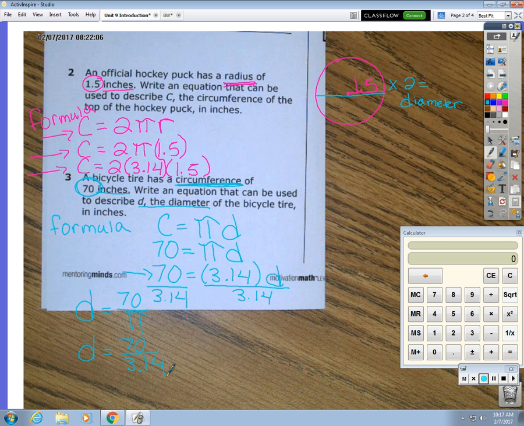Okay, it's hard to see. d equals 70 divided by pi, and d equals 70 divided by 3.14. Because if we solved this initial equation, that's what we're doing, right? Dividing the circumference by pi to get the diameter. Because to get pi, we did the circumference divided by the diameter. All right.